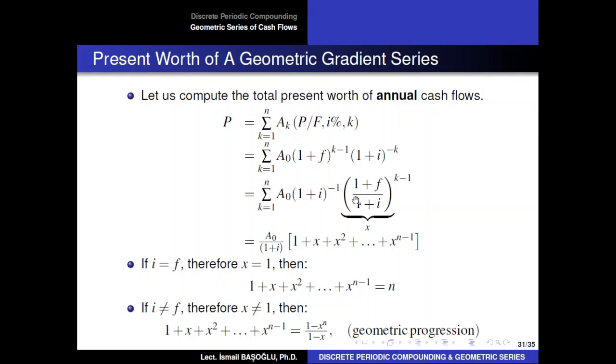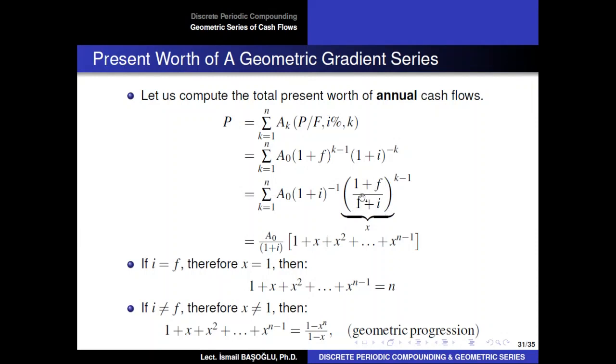Okay. And because 1 plus F and 1 plus I are going to have the powers K minus 1 and minus K plus 1, in that case, you can write them as a ratio and take the power of K minus 1 like this. So one has a negative power and the other has a positive power. However, we need to add a 1 plus I to the power minus 1 as a multiplier additionally. Now, this term A0 times 1 plus I to the power minus 1 is independent of K here. So I am just going to take this as A0 over 1 plus I outside the summation.